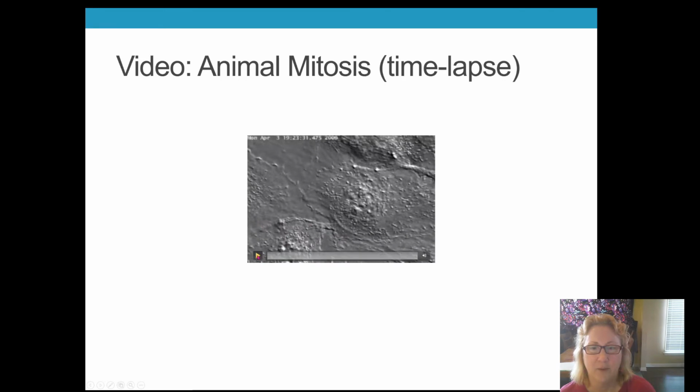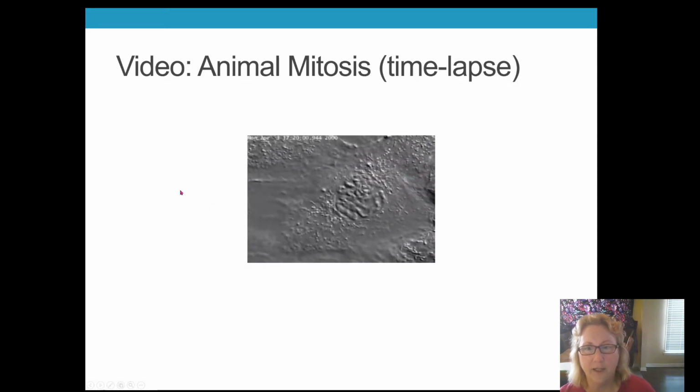All right, let's watch that one more time and pay attention to how long these stages are. So the time lapse is steady here, so we can compare the times of the different stages. So prophase is really long. 80 to 90% of the total time the cell spends in mitosis is spent in prophase and prometaphase.